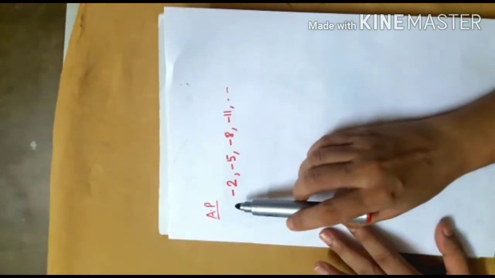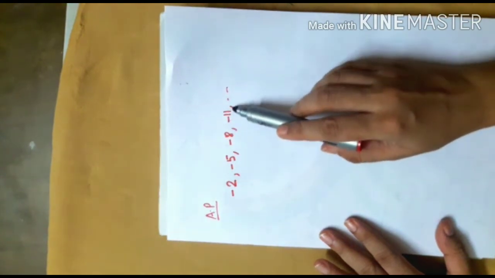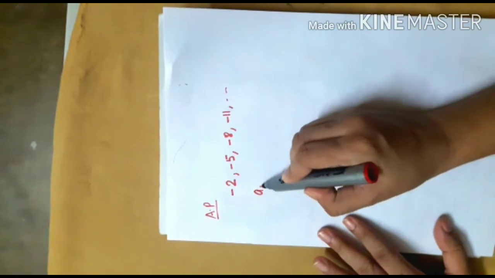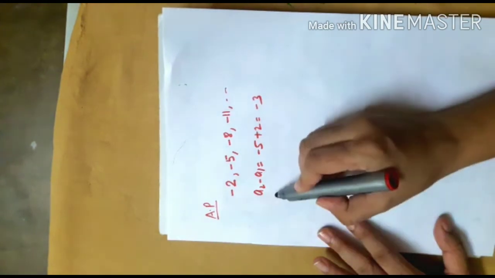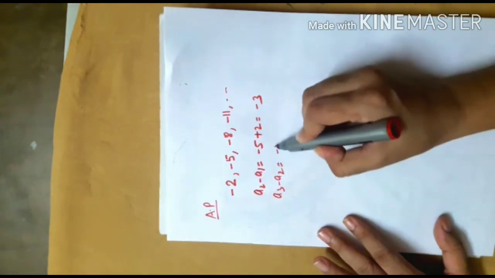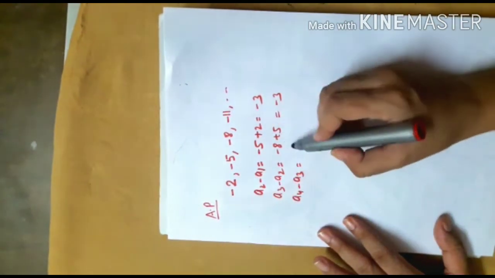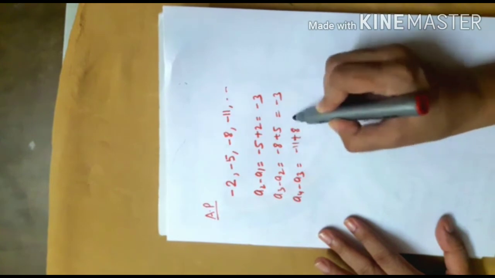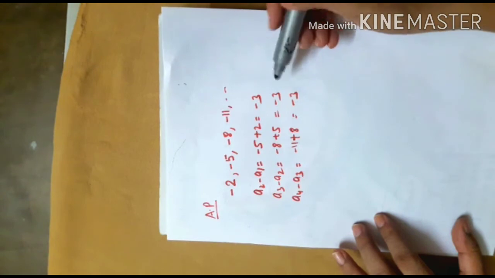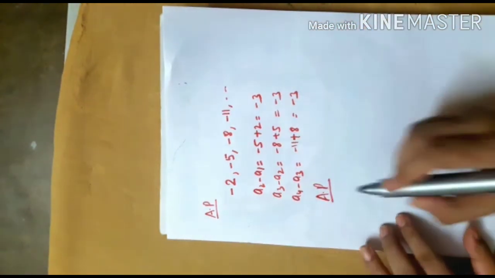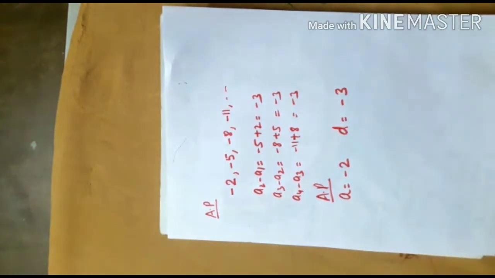For example, consider the sequence minus 2, minus 5, minus 8, minus 11. A2 minus A1 is minus 5 plus 2, which is minus 3. A3 minus A2 is minus 8 plus 5, which is minus 3. A4 minus A3 is minus 11 plus 8, that is minus 3. So you can see the difference between the consecutive terms is the same. So it is an AP with first term minus 2 and common difference D equal to minus 3.